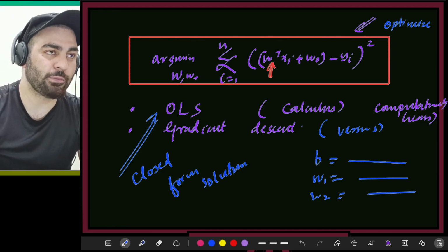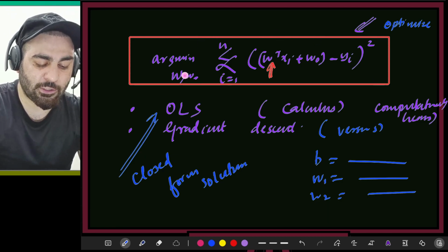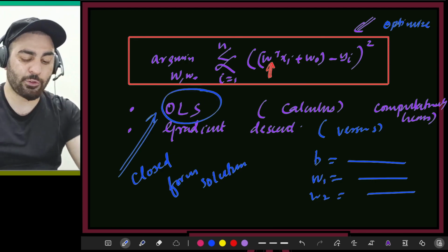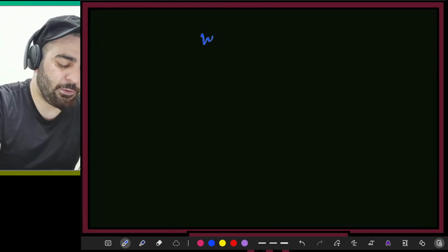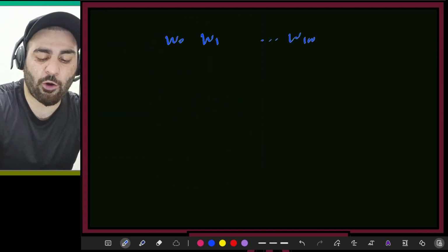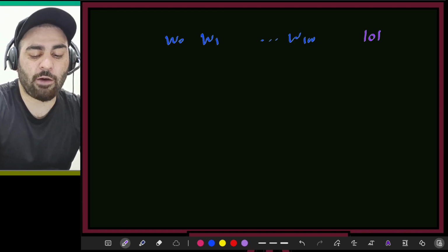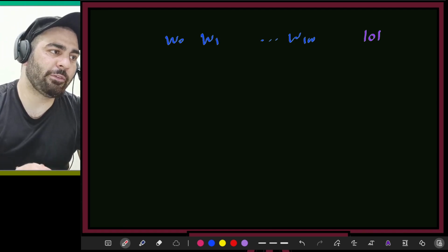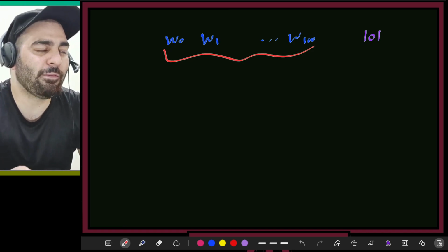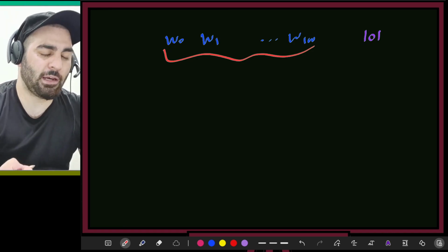So the first thing is, this also has a closed form solution. The closed form solution we can get by OLS. But let's suppose you have to find w1 till w100, with this w naught also. So you have to find 101 parameters. Now if you want to compute the closed form equation of all these, you will have this many closed form equations. Each of them will have their own computational complexities.